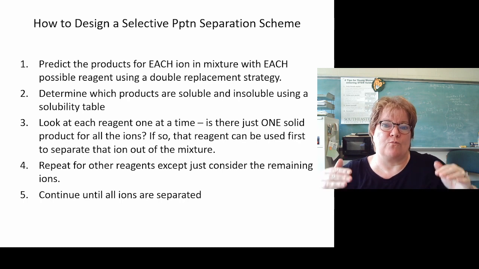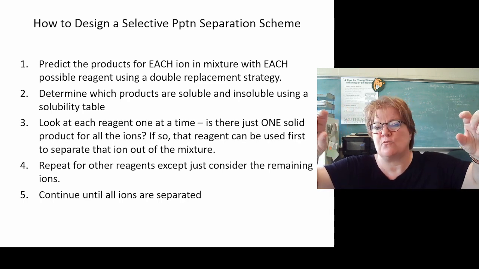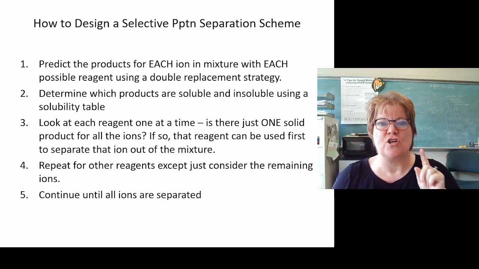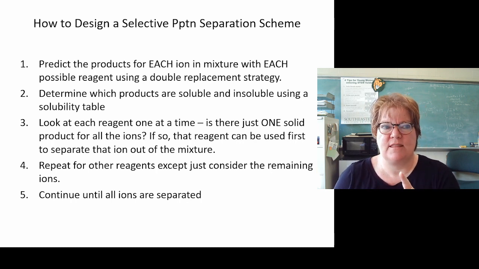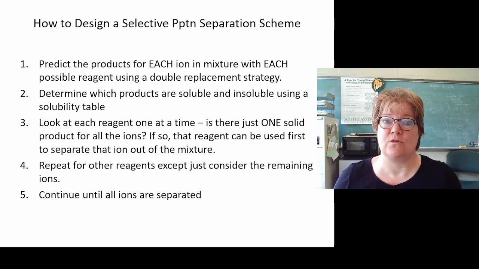Then you're going to look at each reagent, and I'm looking at the set of 2 if we have 2 ions, or 3 if we have 3 ions. I'm looking at the set of reactions, and I'm seeing, do I have just one precipitate? If I have just one precipitate, then okay, I have a scheme, because only one ion would precipitate out, and then I could separate that ion out. That's what we're looking for.